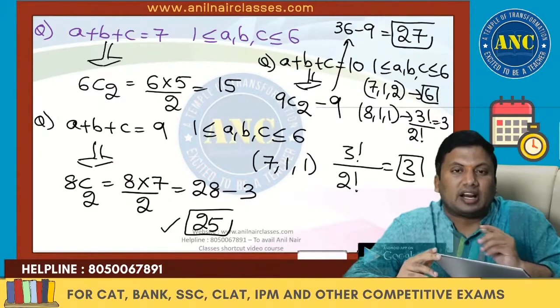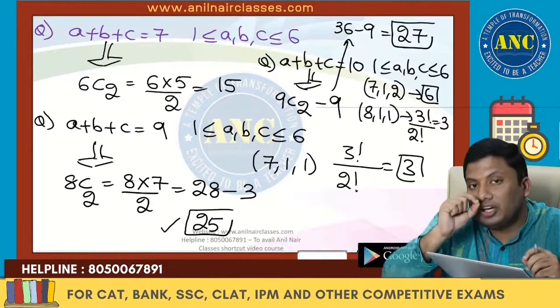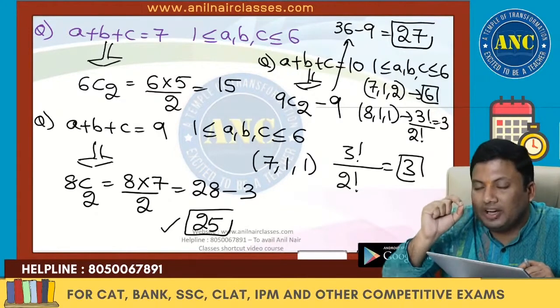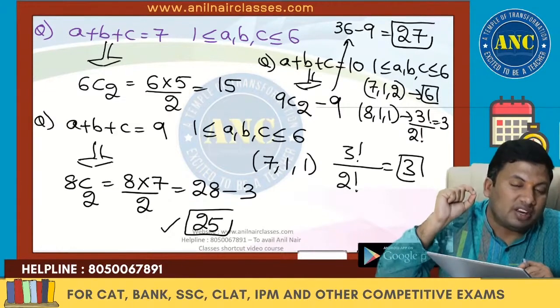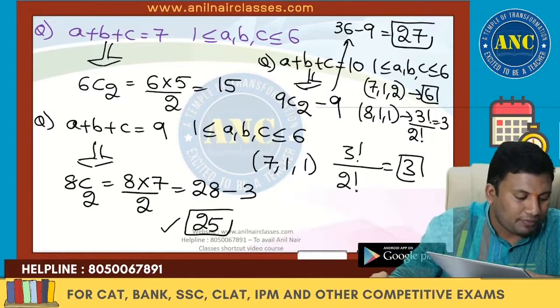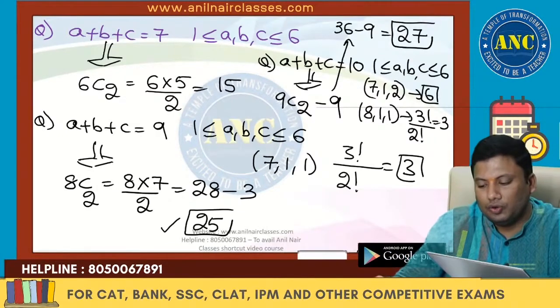I hope it is clear why I wrote these after 21: perfect square 25 and perfect cube 27. I want everybody to reply in the live chat if it is clear to you.